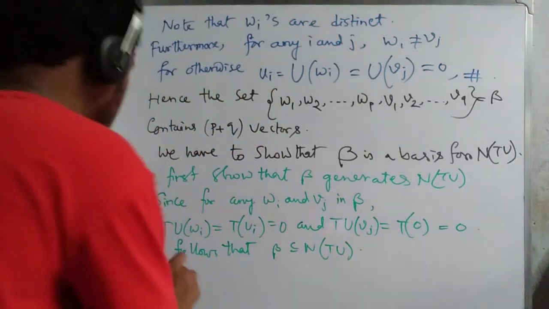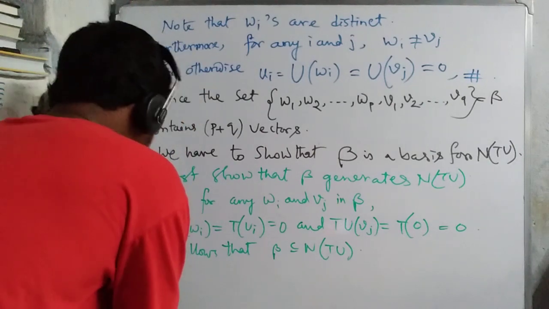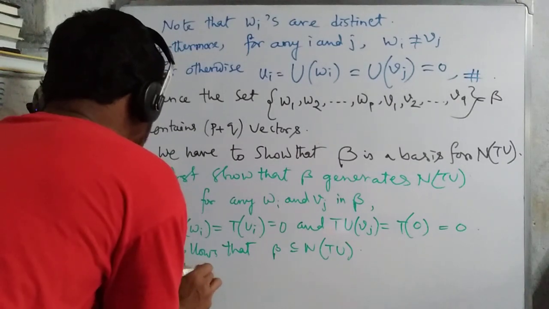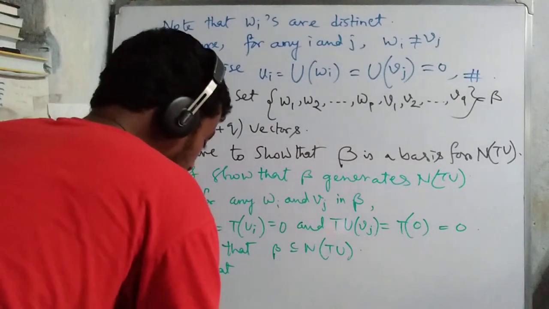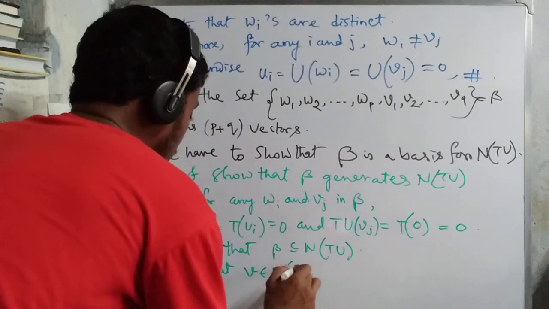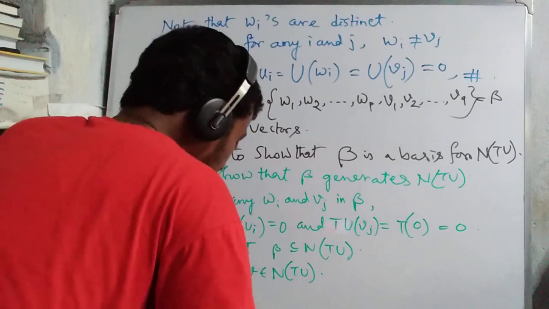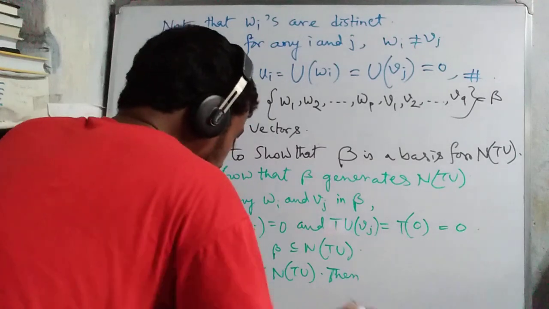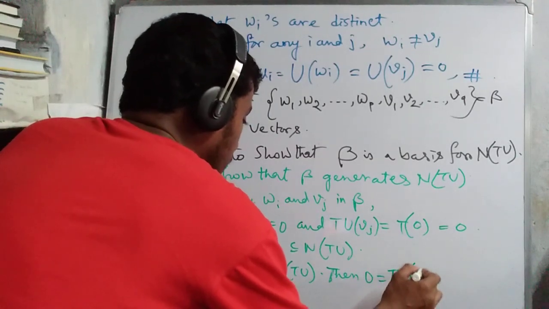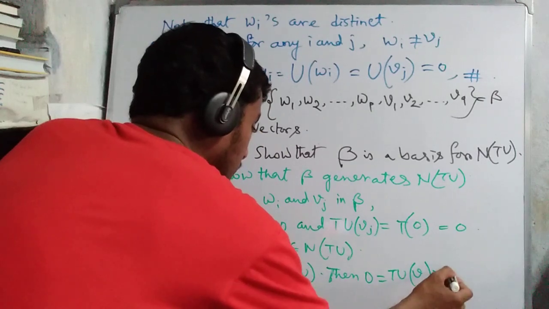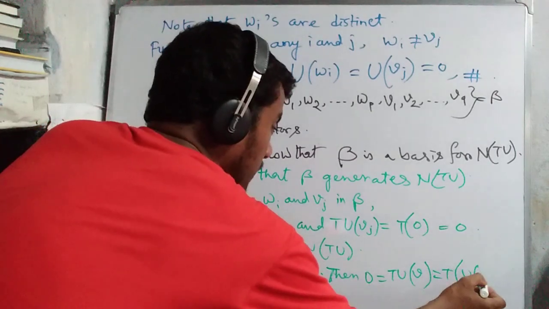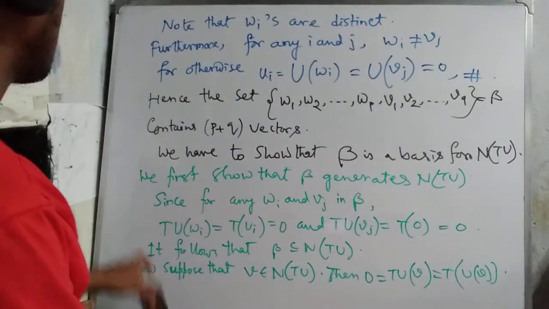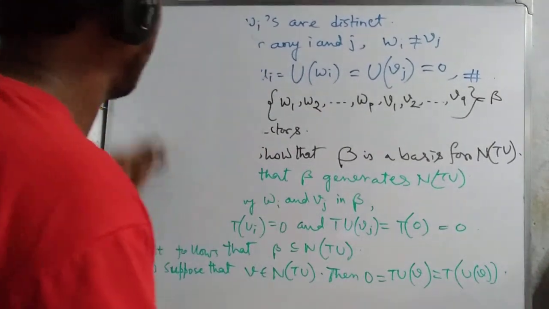Now suppose that v belongs to N of TU. Then 0 equals TUV, this one equal to T of UV. Then what happened? We erase our portion and go on to further discussion.